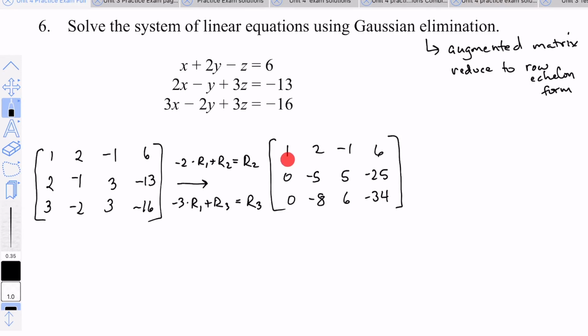So again, here we have 1, 0, 0. Now our next step is to get a 1 right here. So the way I'm going to do that is to multiply this entire row by -1/5. So -1/5 times row 2, that's going to replace row 2. So 0 times -1/5 is 0. -5 times -1/5 is 1. 5 times -1/5 is -1. And -25 multiplied by -1/5 is +5. And I'm only going to do this one row operation here, so all the other rows are going to stay the same.